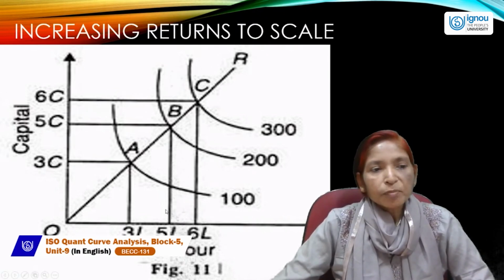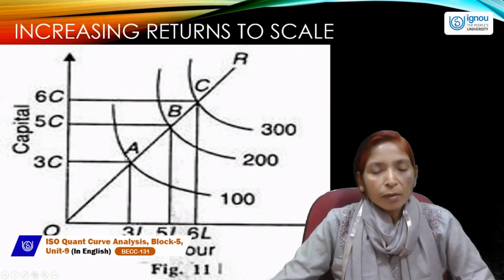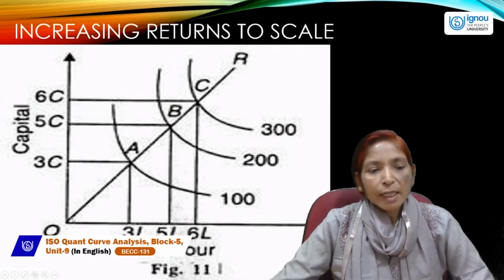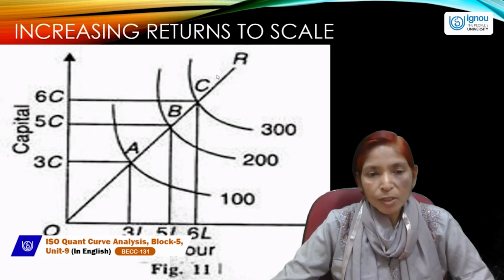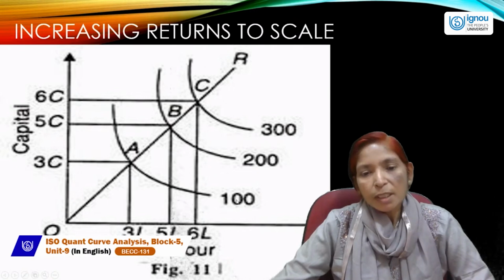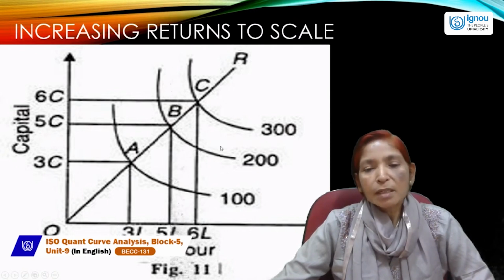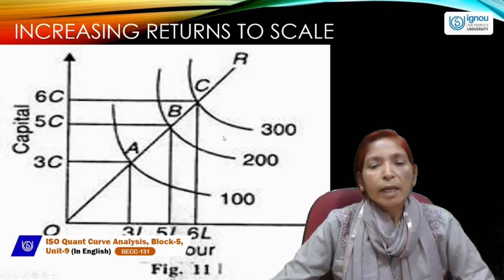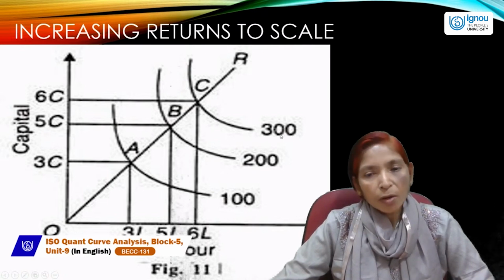For example, here the units of labor we are using, like first is the expansion path. OR is the expansion path line, which indicates the long run expansion path, showing the returns to scale situation. And here three curves are isoquant curves. One isoquant curve is representing 100 level of output, the second isoquant curve is representing 200 level of output, and the next is showing 300 level of output.